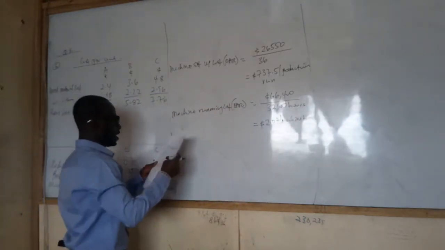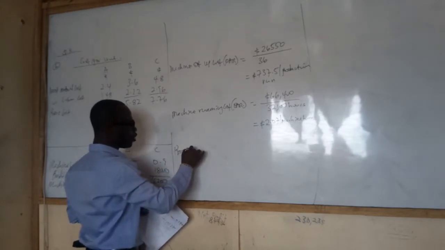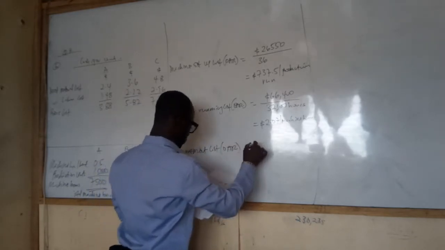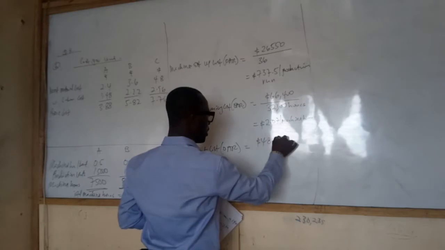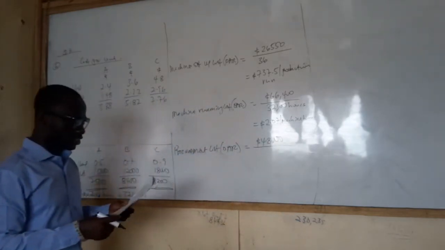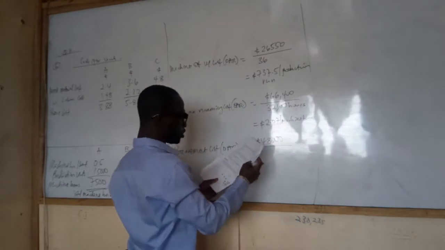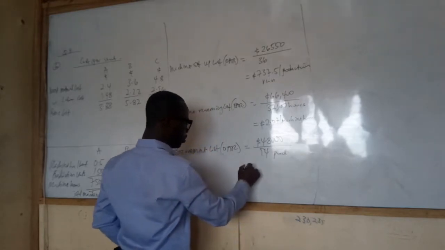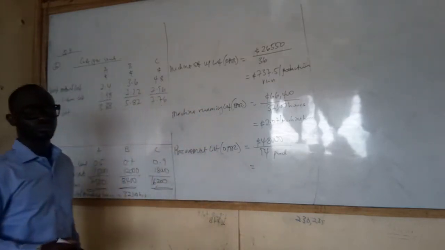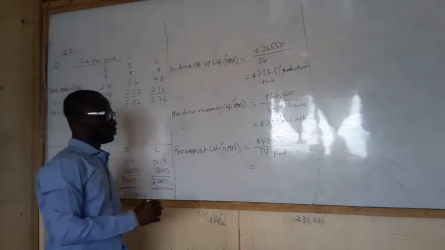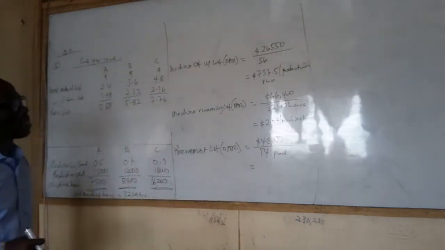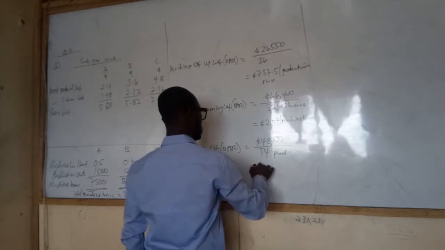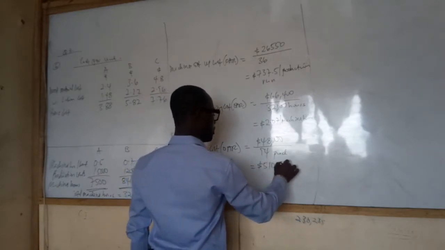Then the third one is procurement. What do we use to allocate procurement cost? What cost driver? Number of purchase orders. So total number of purchase orders is what? 94 orders. So let's go. What we got? 510.6 per purchase order.